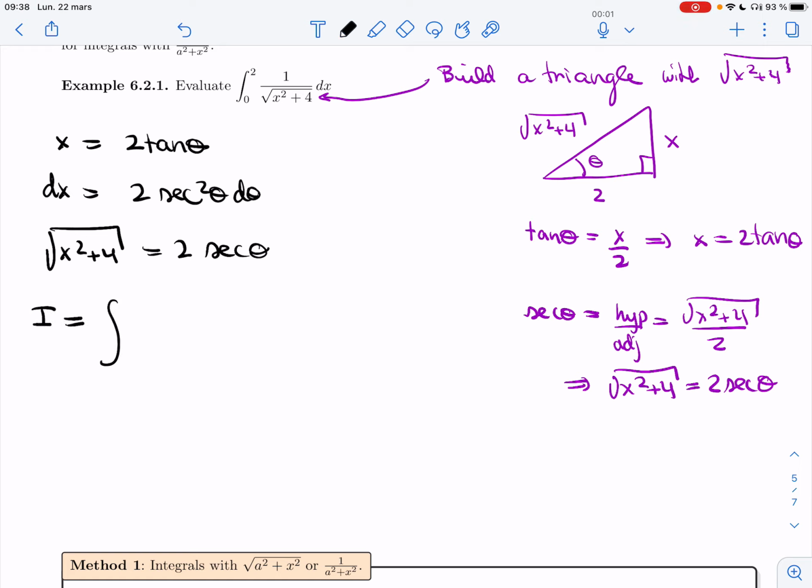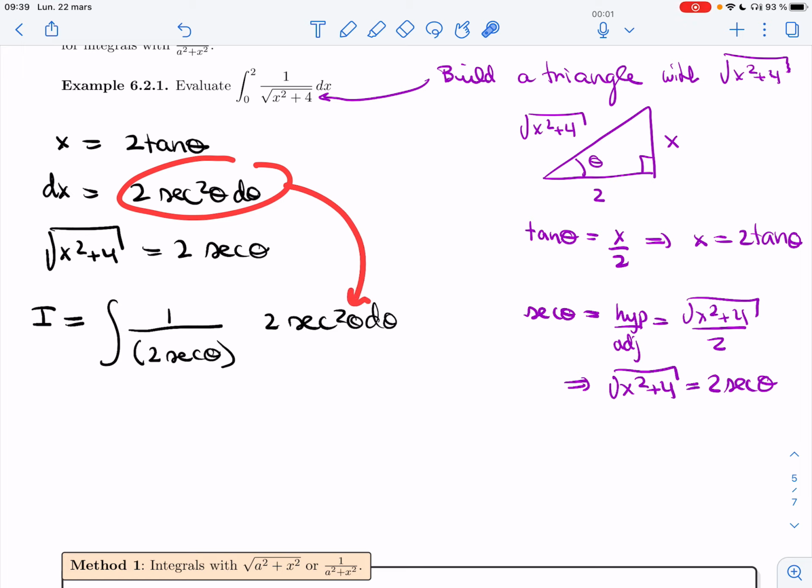All right, let me rewrite this. I have 1 above, that stays 1. I have my square root, so I'm going to put that in. And then I have dx. Never forget dx. So dx gets put in as well. I'm going to simplify. The 2's cancel. I'm left with just 1 secant theta d theta.